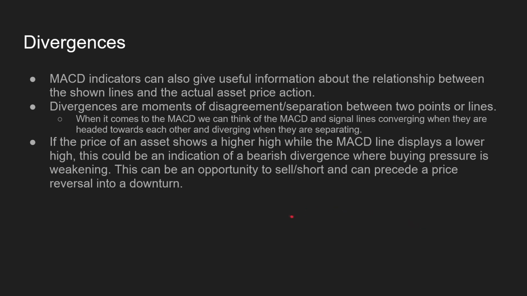This assumes you have a strong understanding of market structure. If you don't, I highly suggest you watch the video on market structure and overall support and resistance. So let's say we see the asset forming a high, it comes back down, forms a higher low, and then forms another higher high, while at the same time the MACD line displays a lower high.